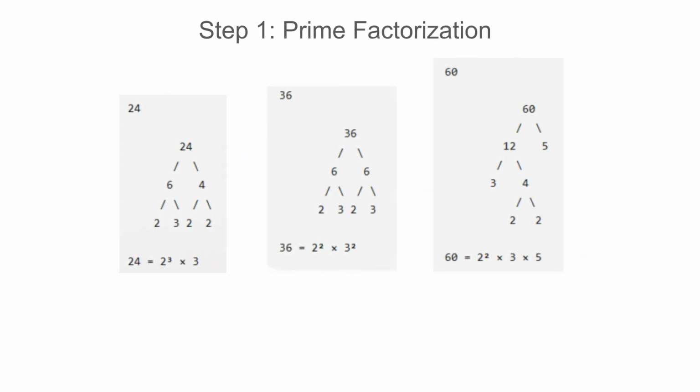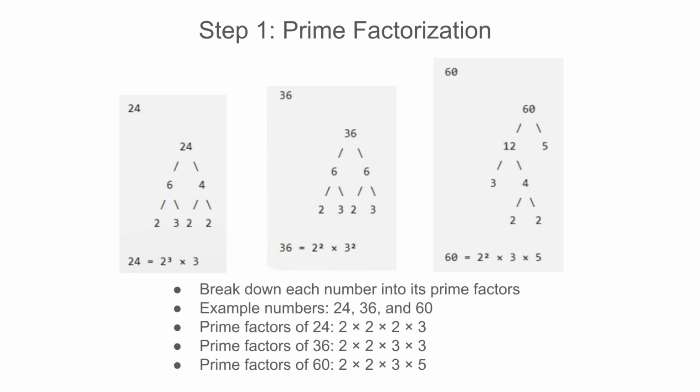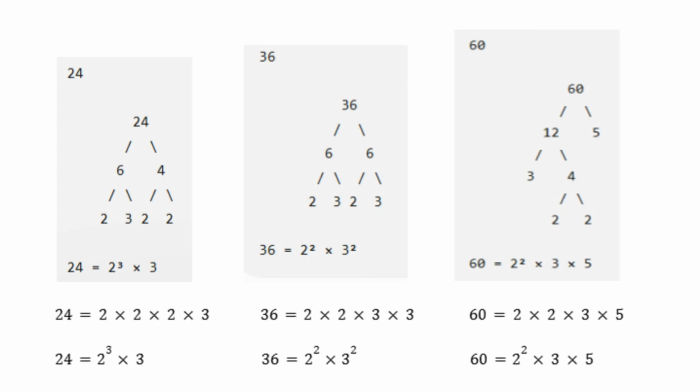The first step is prime factorization. We break down each number into its prime factors. For example, using 24, 36, and 60, we find their prime factors as shown here. Here are the completed prime factorizations for 24, 36, and 60, expressed with exponents, providing a clear view of their building blocks.